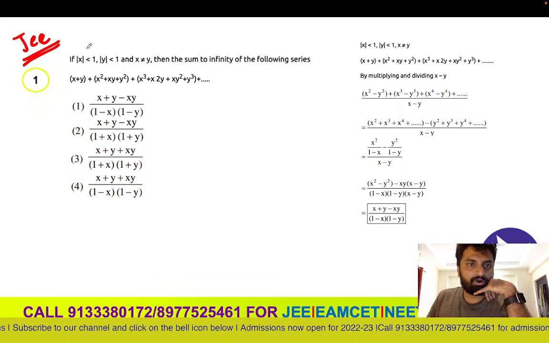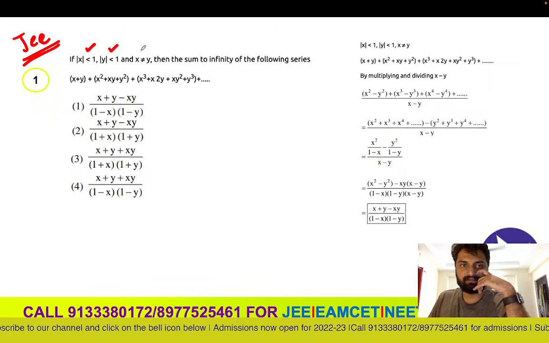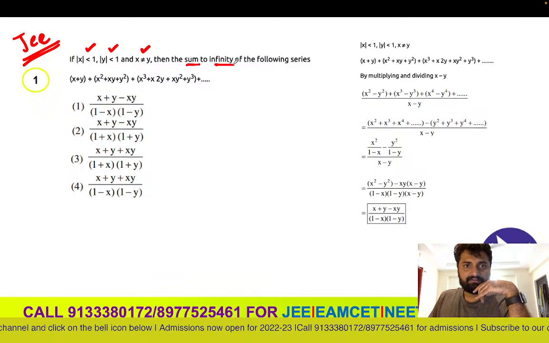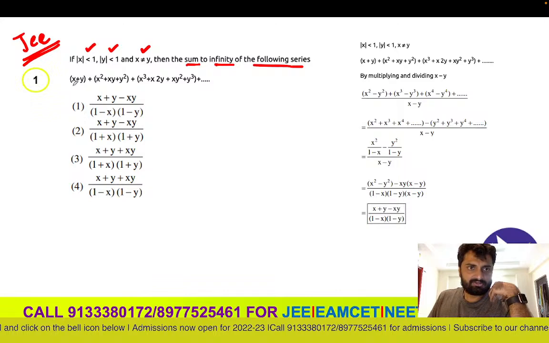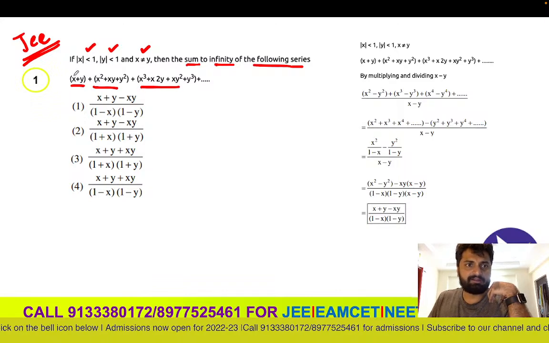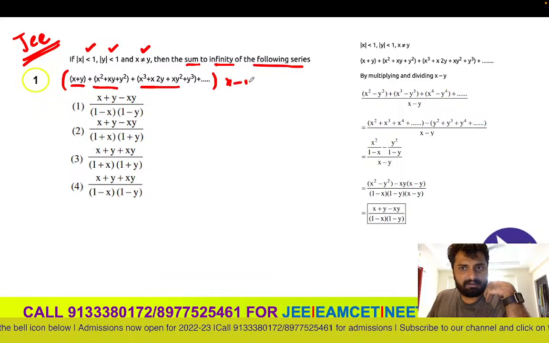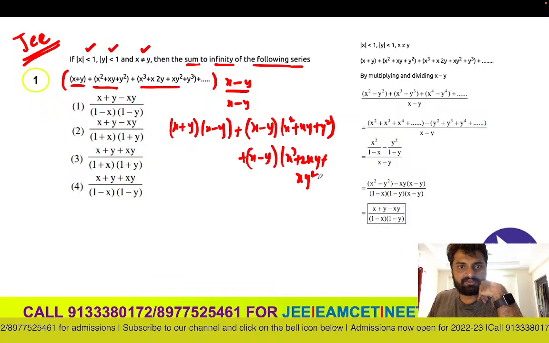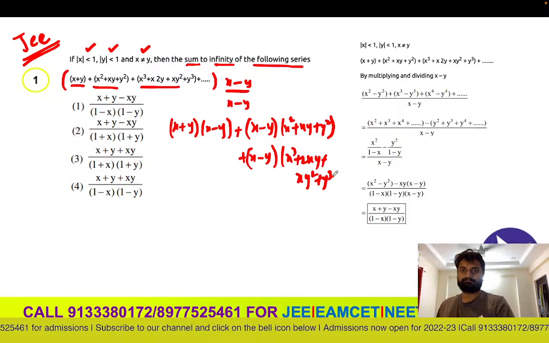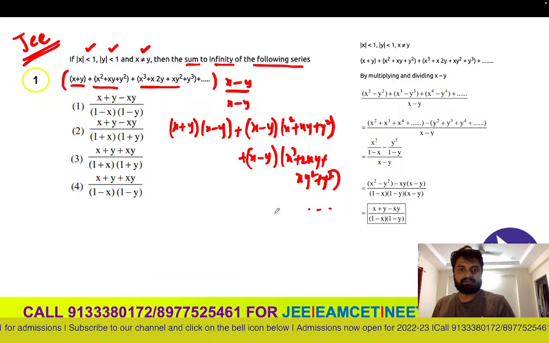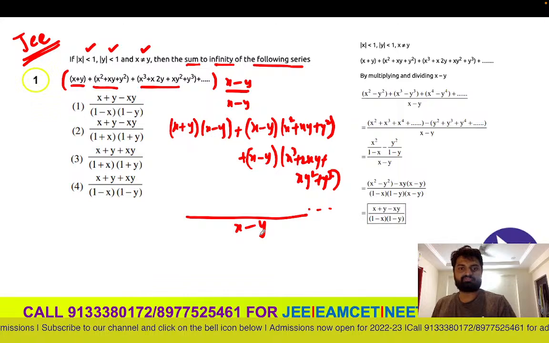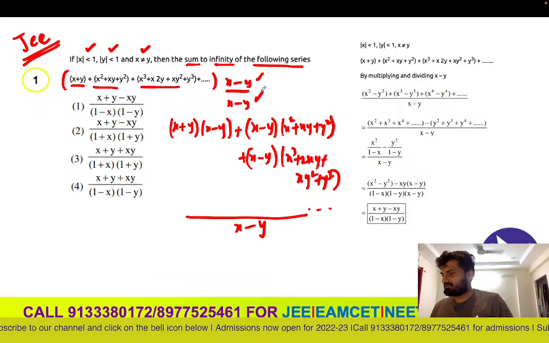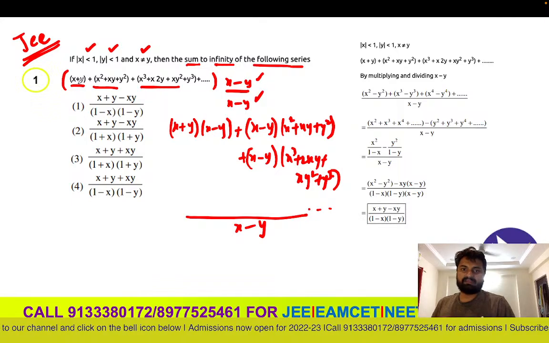The first question: mod x less than 1, mod y less than 1, x not equal to y, then find the sum to infinity of the following series. For this type of question, what I will do is multiply and divide with x minus y. If you do that, we get xy square plus y cube and so on. The denominator is x minus y only. So first I am multiplying and dividing with x minus y, and that x minus y we are taking in.